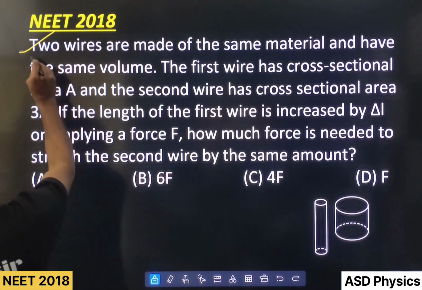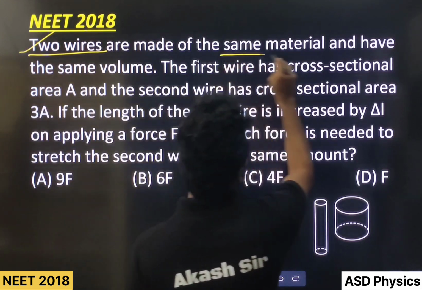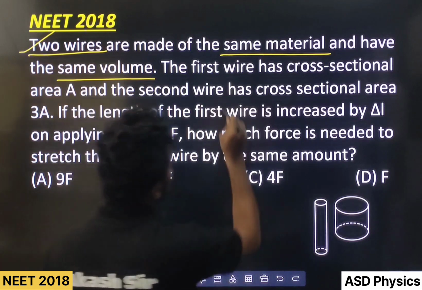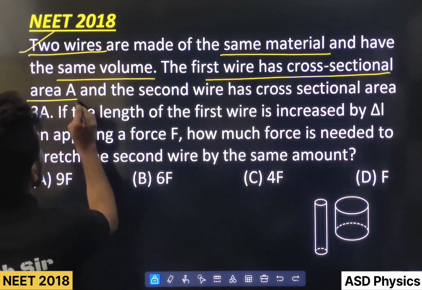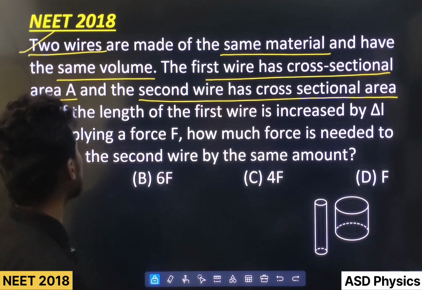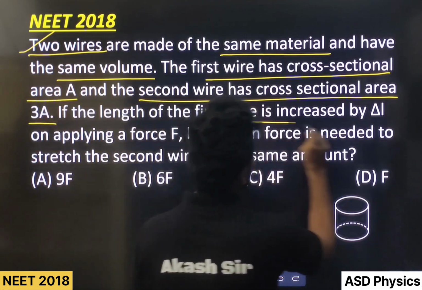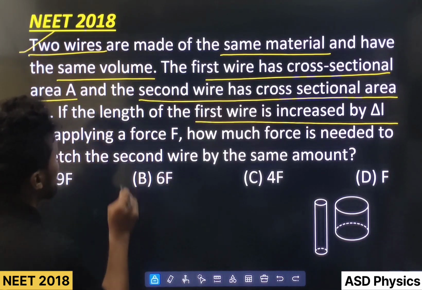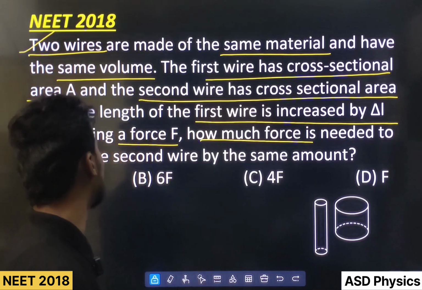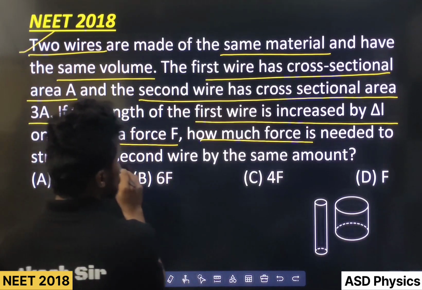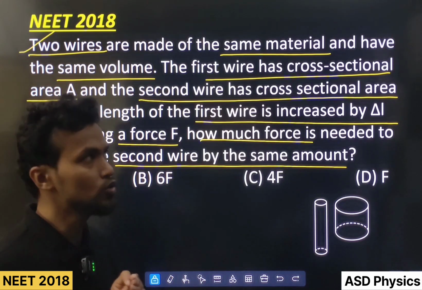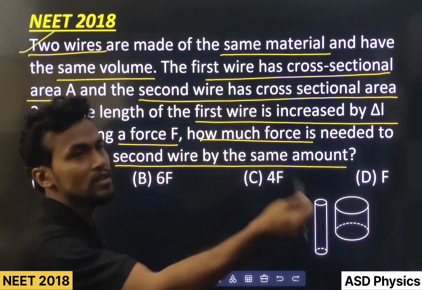Two wires are made of the same material and have the same volume. The first wire has cross-sectional area A and the second wire has cross-sectional area 3A. If the length of the first wire is increased by delta L on applying a force F, how much force is needed to stretch the second wire by the same amount? In this question, a number of data are given, so we'll decode the question one by one and then go ahead.